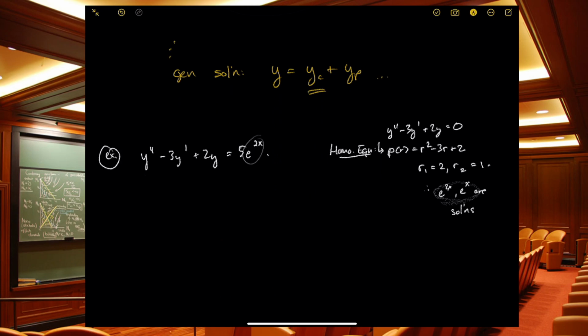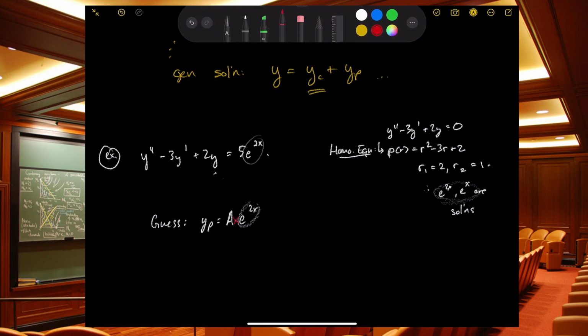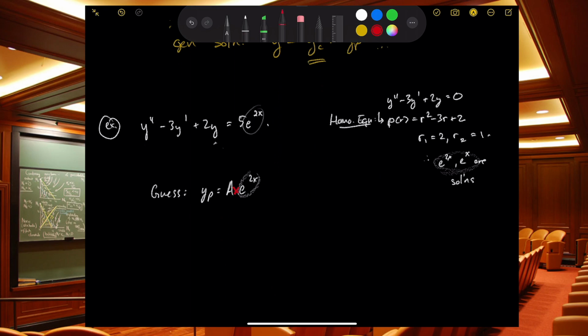Since this is a solution, it's going to make the left-hand side 0 if I plug it in. So if my yp was some a times e to the 2x, this is going to cause the y term to actually drop out. So what we do instead is guess a times x times e to the 2x, so that when we take the derivative, we still have something left over, so to speak.